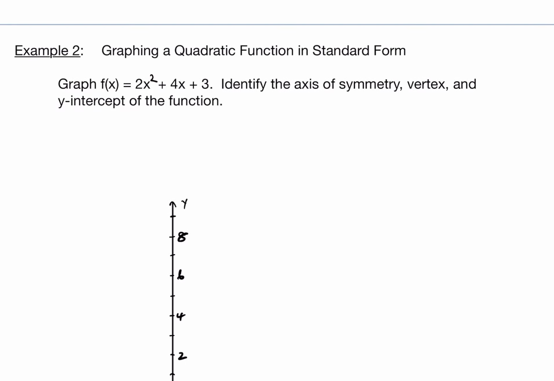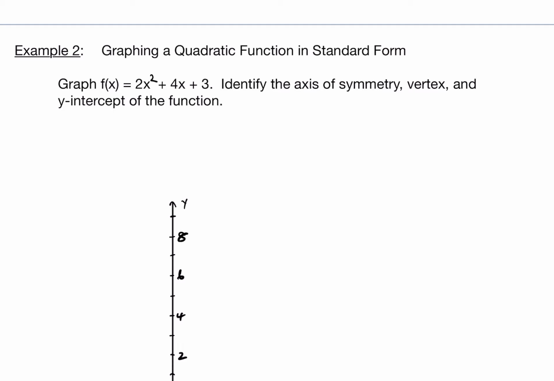In this example, we are going to graph the function f(x) = 2x² + 4x + 3. In this process, we are going to first identify the y-intercept, then identify the axis of symmetry, and then the vertex. By doing all those three things, plus one additional step, which I will add toward the end, that'll help us to graph this quadratic function. So let's go ahead and get started.